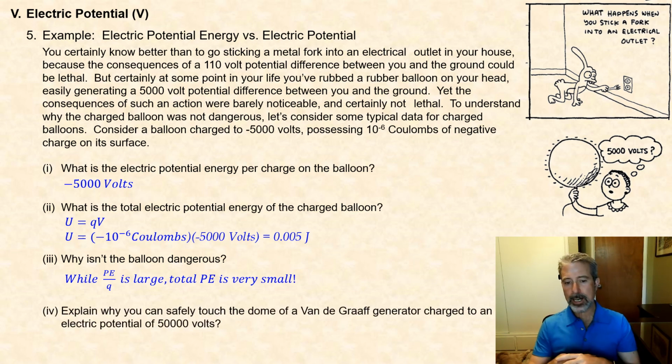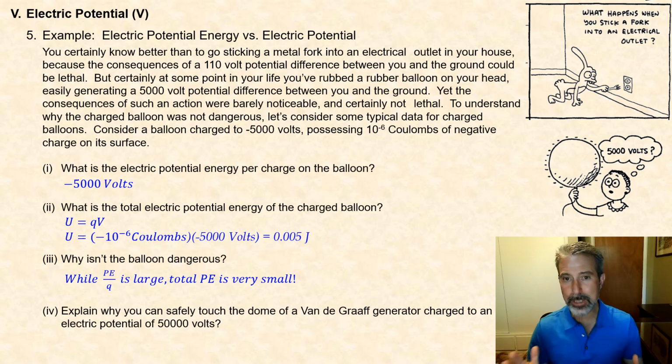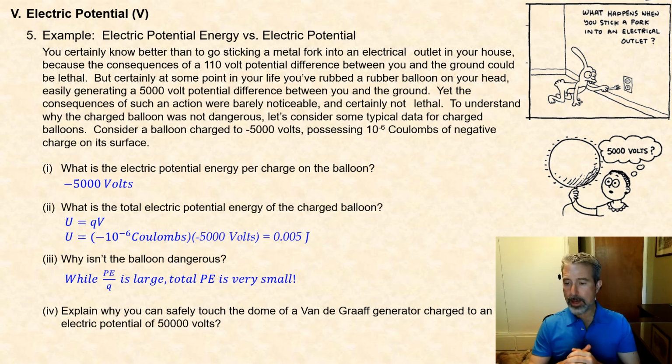So if I ask you, explain why you can safely touch the dome of a Van de Graaff generator that is charged to an electric potential of 50,000 volts, what would you say? Well, the answer is pretty much what we're saying here. It's the same answer: while the 50,000 represents a measure of potential energy per charge, and that number is quite high, that really means that for a given charge on the dome of the Van de Graaff, that one charge has a lot of potential energy for a typical charge. The potential energy per charge is quite high. Each charge has a fairly high potential energy.